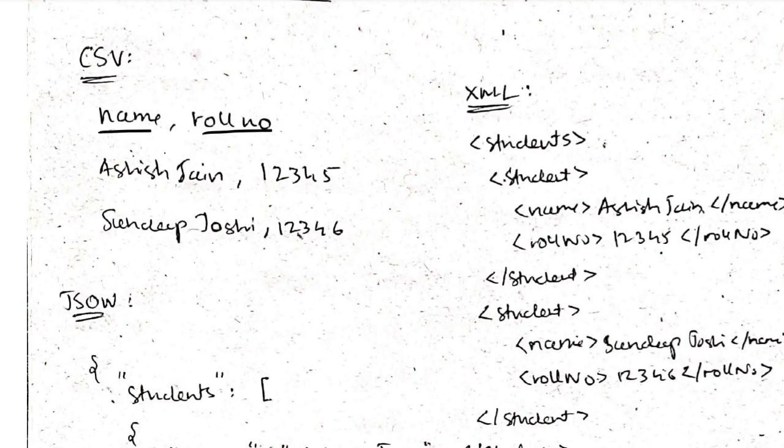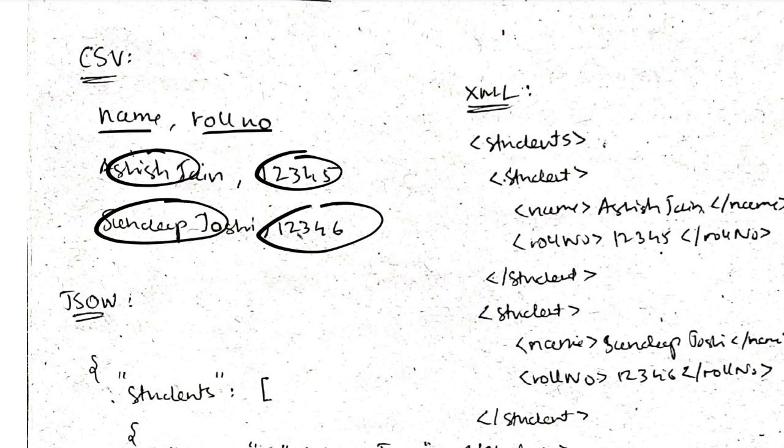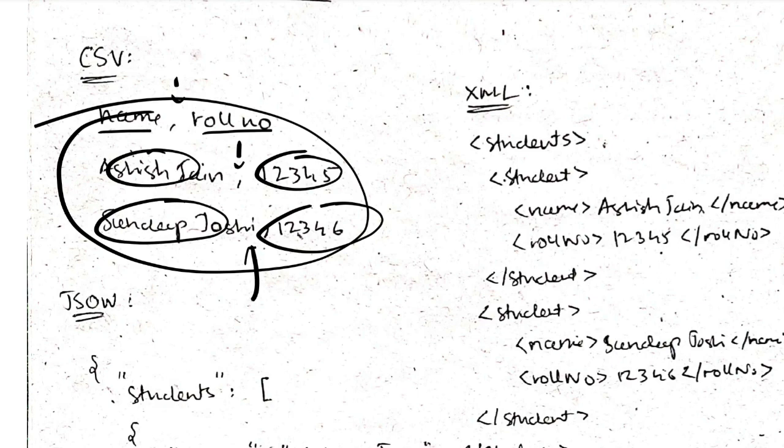The name and roll number are there, and the first name is Ashish Jain, and the roll number is 12345. Sandeep Joshi and 123456. They are separated by the comma values. This is called the CSV format.